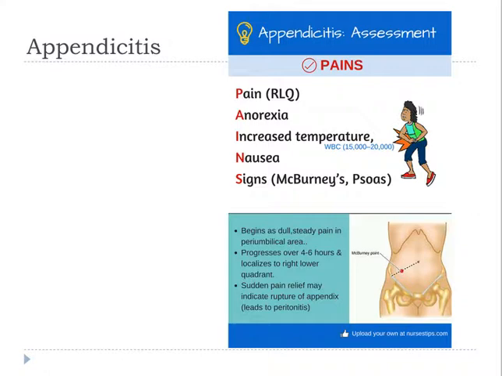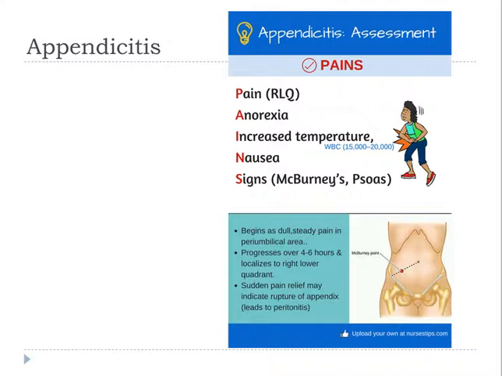People are also going to say they just can't eat anything. That's the anorexia, the decrease in appetite. You're going to have an increase in temperature due to the immune system trying to fight the itis, the inflammation part, and usually the white blood cells are going to be elevated. And these patients may say that they're very nauseated as well.